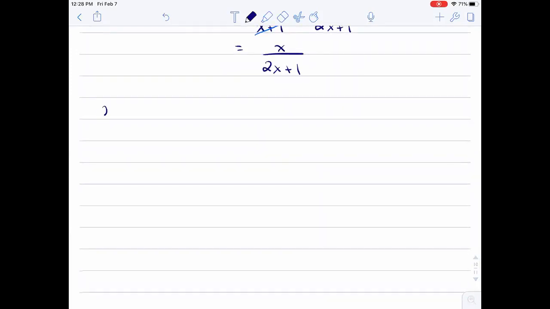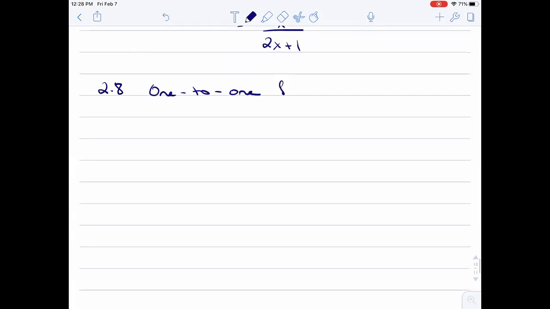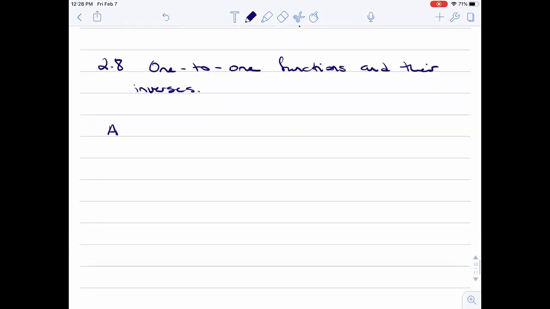Okay? And so section 2.8 is one-to-one functions and their inverse or inverses. A function is invertible if it is one-to-one. So we need to know how to do two things, right? First, I need to be able to check to make sure and argue that a function is one-to-one. And then I need to be able to find the inverse of it.